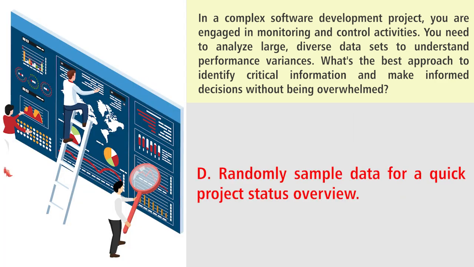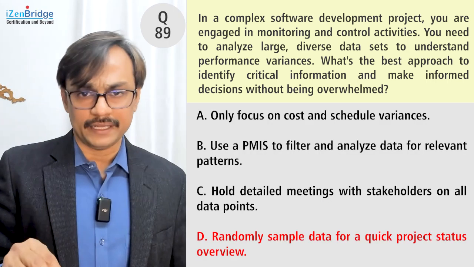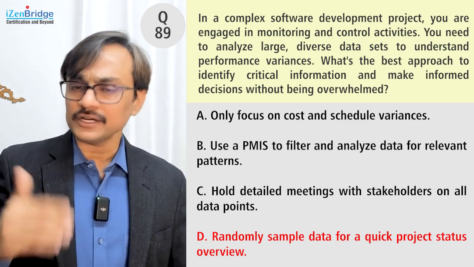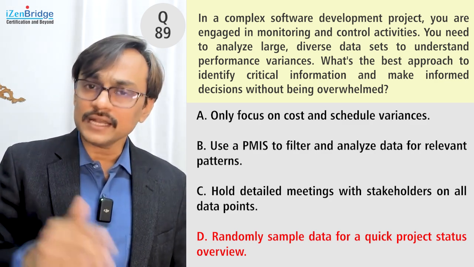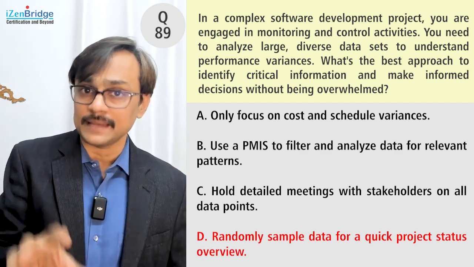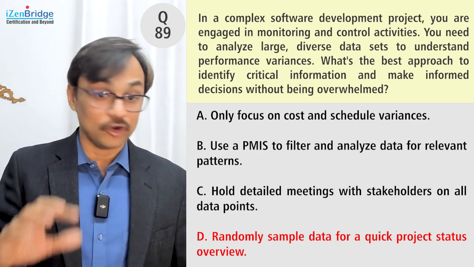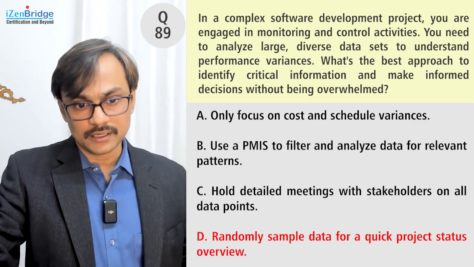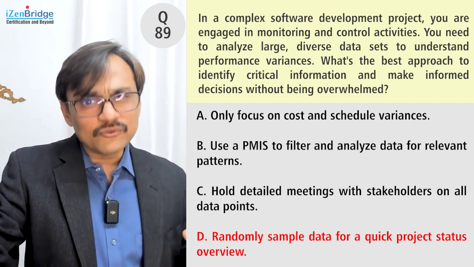Option D, randomly sample data for a quick project status overview. Yes, we can do sampling. Sampling is a good option. But right now, I have a better option in PMIS rather than directly jumping to sampling, because the question is not clearly indicating that sampling is a strategy we can take, but it's a candidate option. If I did not have B, I could focus on D, but the word random is a little bad.